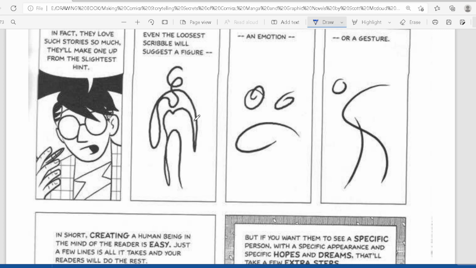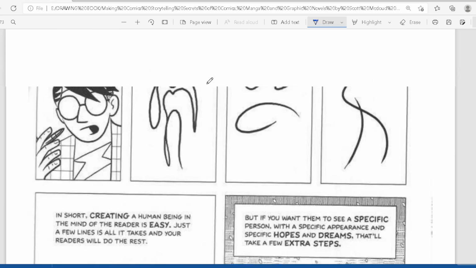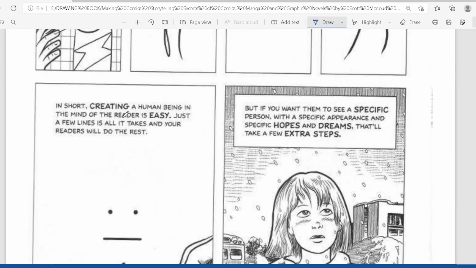Even though animals do not have as much feeling as humans, we want to make something better for readers. That's why we are trying to add some feelings to the animals. In short, creating a human being in the mind of the reader is easy. Just a few lines is all it takes, and your readers will do the rest.